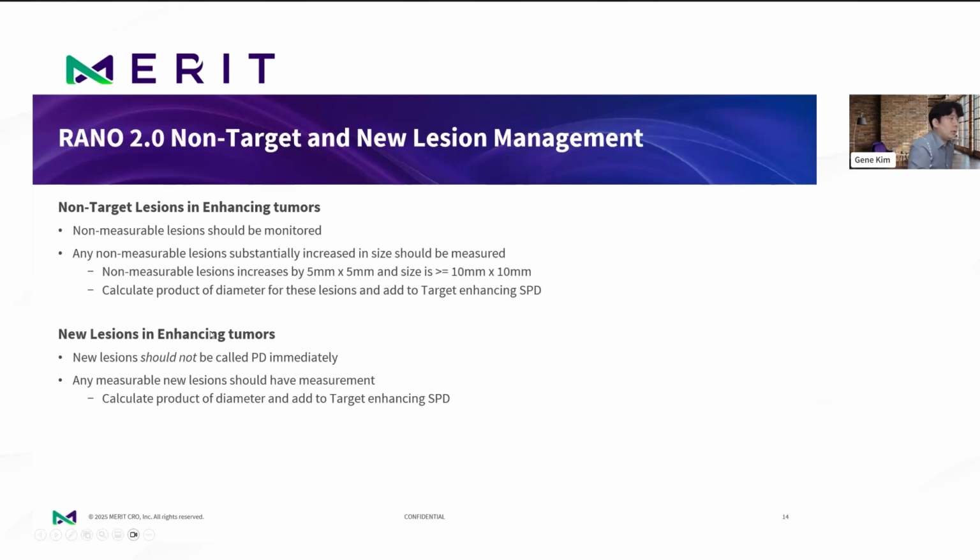Also, for new enhancing tumor lesions, there is an update here: new lesions should not necessarily be called progressive disease immediately. Rather, any new lesion should be monitored, and the new measurable lesion should be added to the target enhancing SPD, incorporated for calculation of the progression. So that's another update over here.